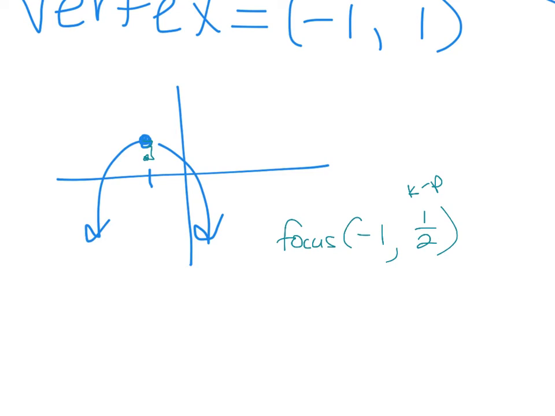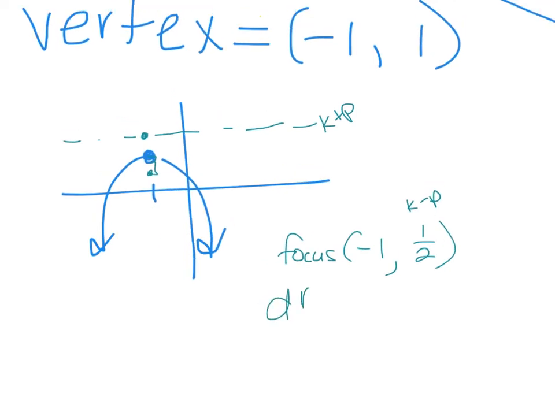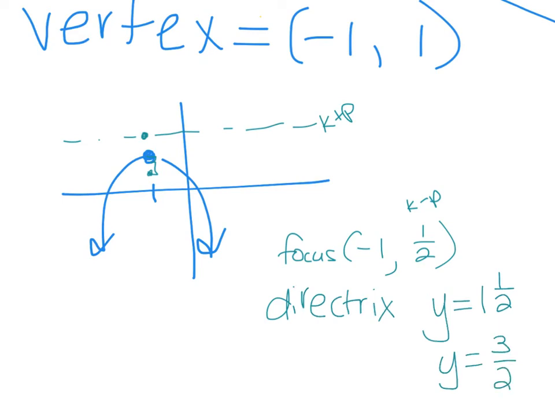And then to find the directrix, I'd be going up 1/2, but this time it's a line. So if I take the K and I add P to it, I get 1 plus 1/2, which is 1.5. That's a horizontal line, which would be y equals 1.5 or y equals 3/2. Either one is fine.